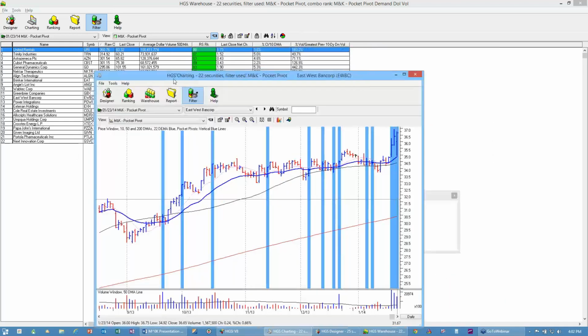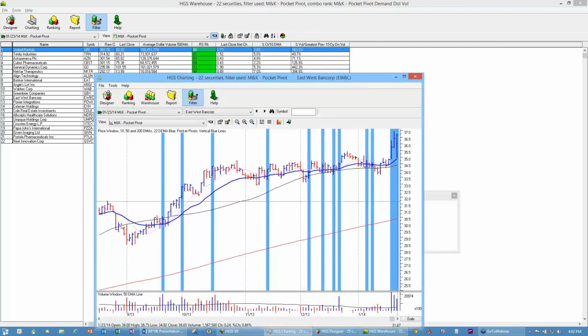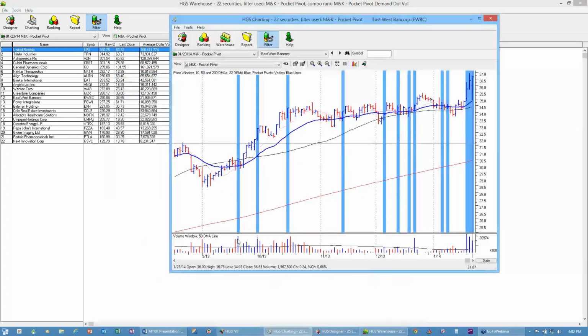But obviously, it's better to get them coming out of a retracement area like this and then big volume coming in. Let me point this out. You can see the pocket pivot volume right here. It's greater volume than any volume during the previous 10 days. So that's the way it works.